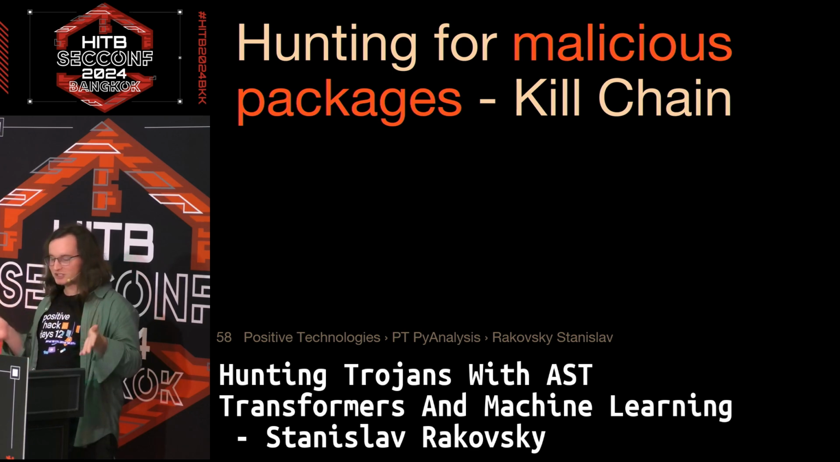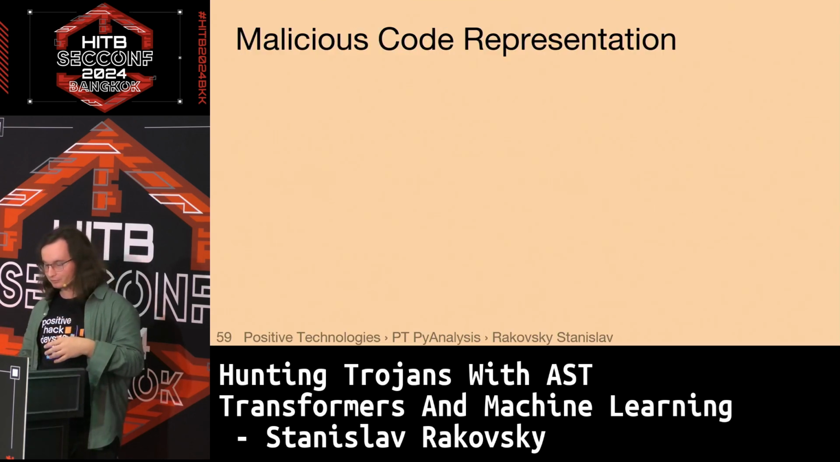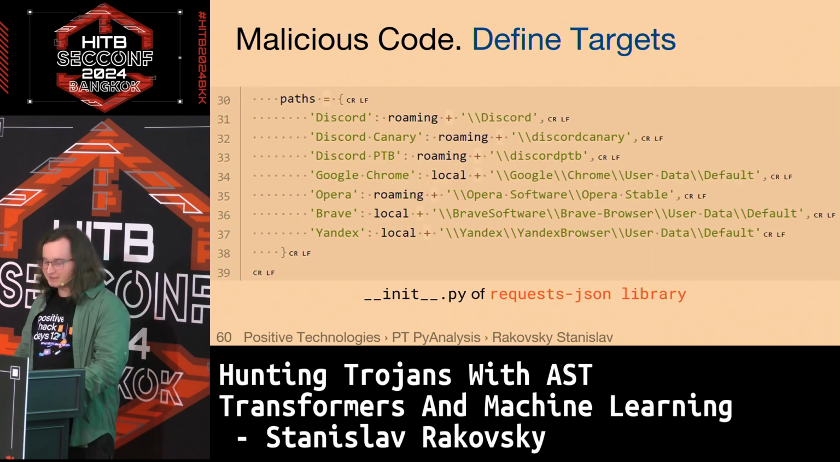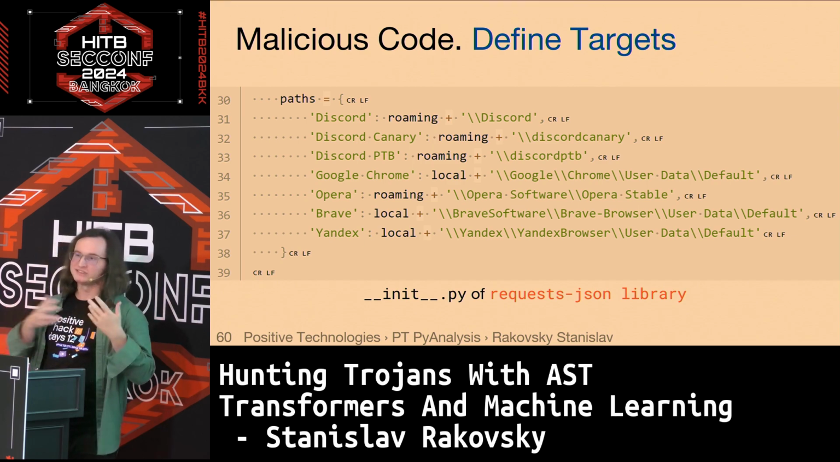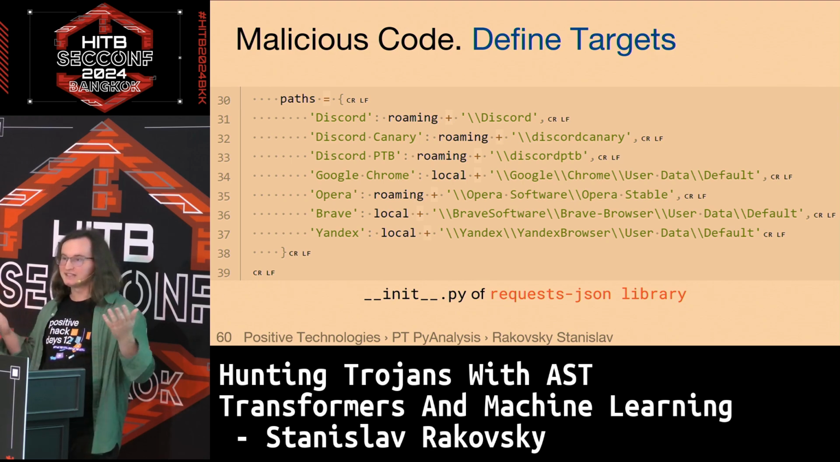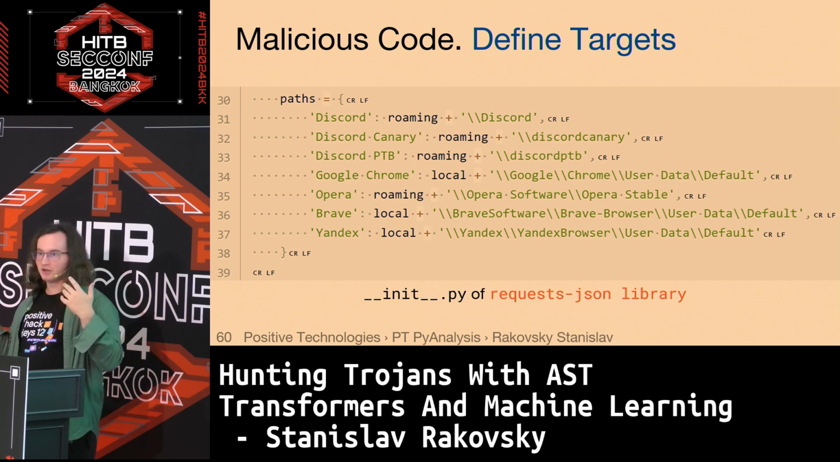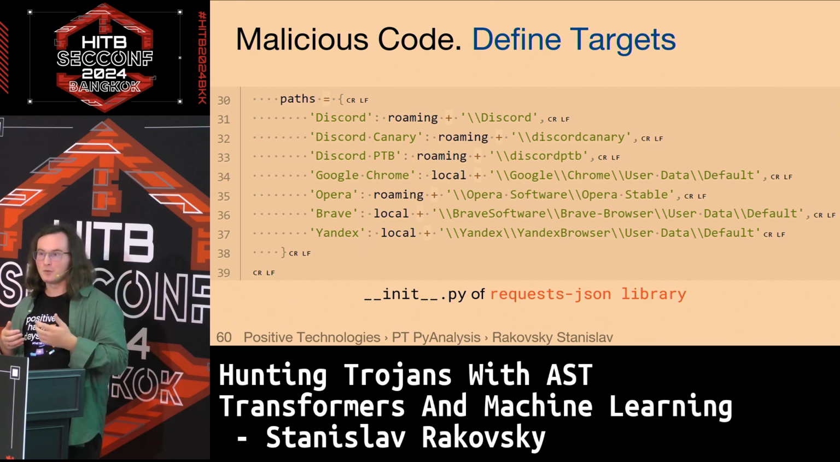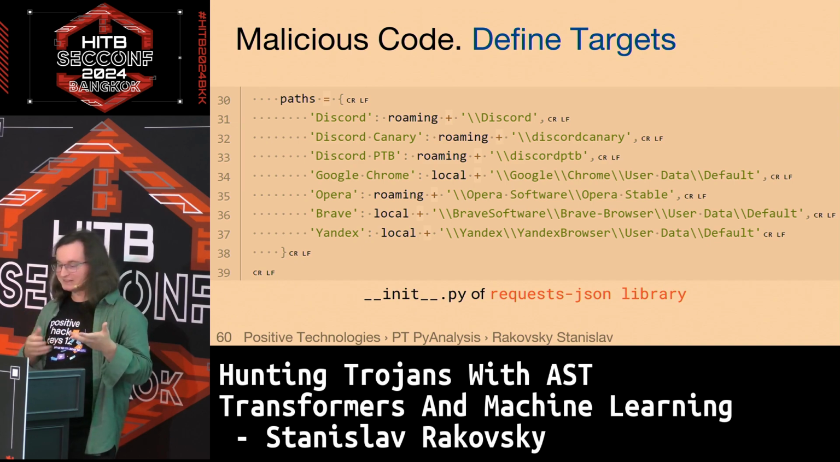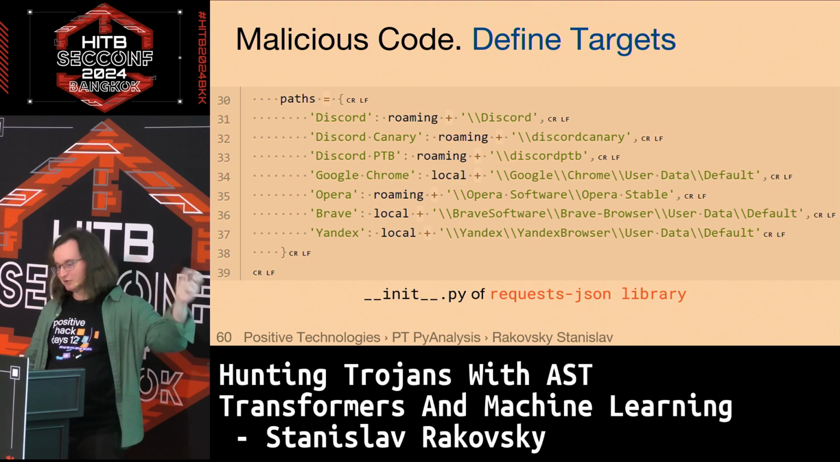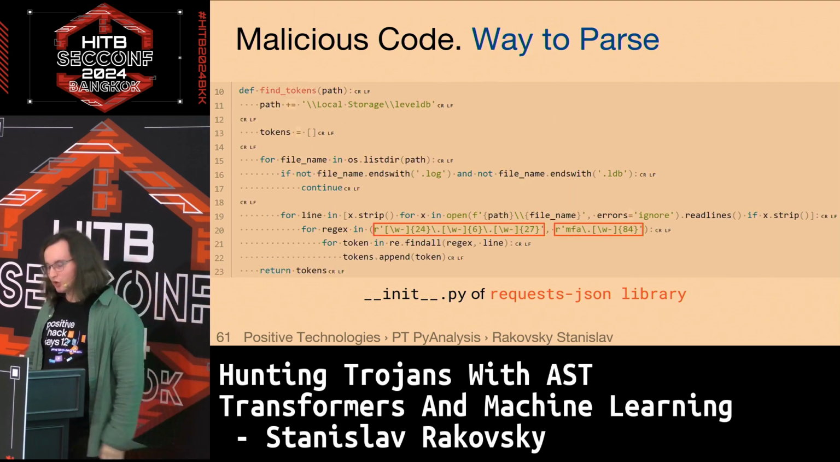The next chapter: kill chains. Every malicious code has a set of actions that it needs to do. For example, for stealers, first of all, it could be defining targets. This Trojan needs to deal with something. Like, if I need to steal something from browsers, what I need to do is define where files related to the browser would be placed. So, for example, here you can see Discord, Opera, Yandex, Google Chrome.